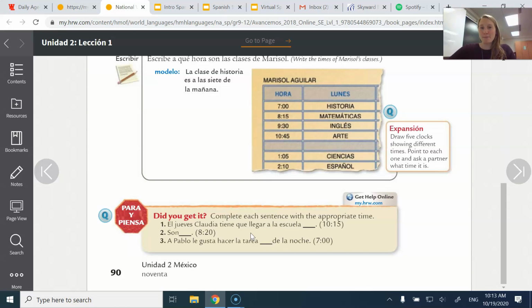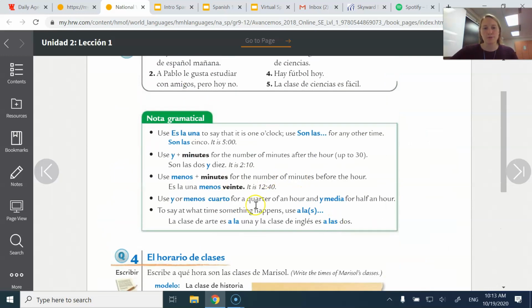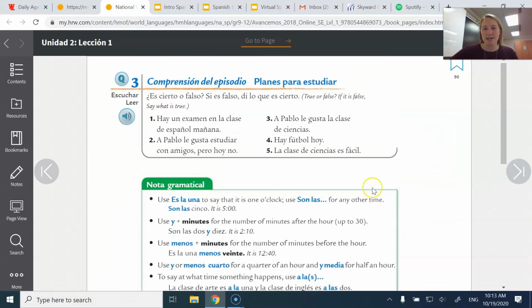So notice, again, just a quick review. If you're saying at the time, you're saying a la or a las. If you're saying it is, like it is 8 o'clock, it is 9 o'clock, you're going to say son or es. So like son, 8:20, right? 8:20. At is a las. So please review these rules. That's all we have for today.